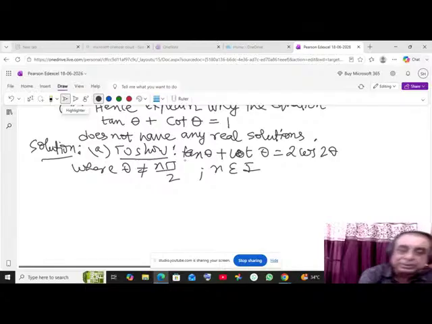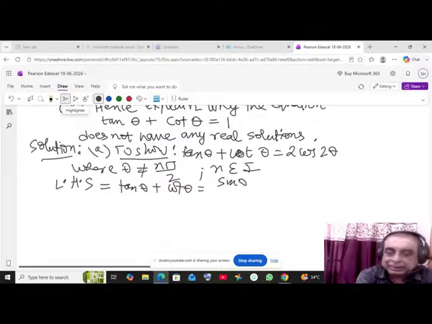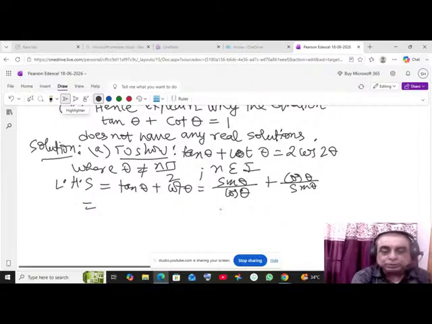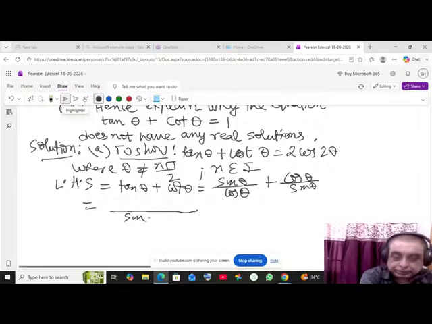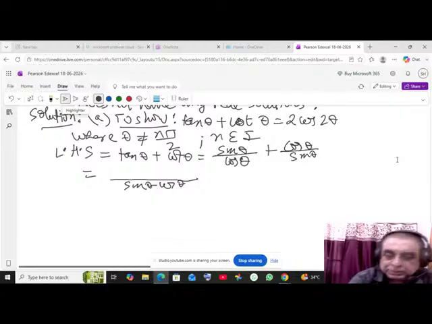Now see, we are starting from the LHS. LHS is given as tan theta plus cot theta. So write tan theta as sin theta divided by cos theta, and cot theta as cos theta divided by sin theta. Now take the LCM of the two denominators. So this becomes sin theta times cos theta. Now divide this common denominator, sin theta cos theta, by the first denominator cos theta.